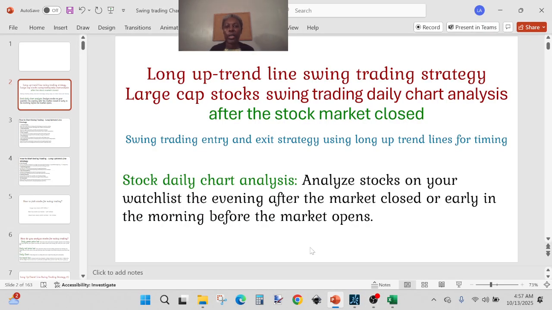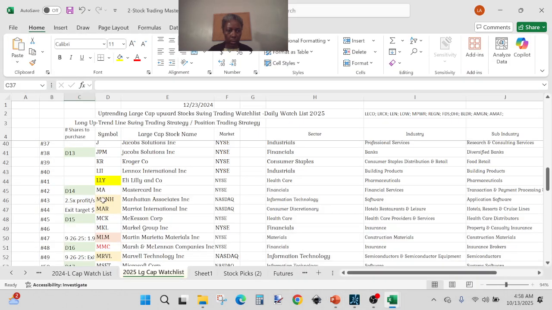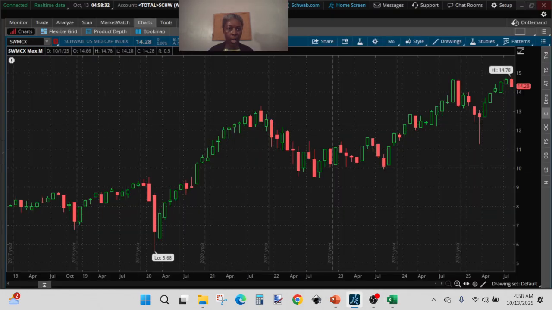Hello, swing trading entry and exit strategy using long uptrend lines for timing. We are going to use a few stocks to illustrate how you can enter and exit a swing trade using the long uptrend line swing trading strategy. The first one we are going to use, let's start from the top, is M.A.R.